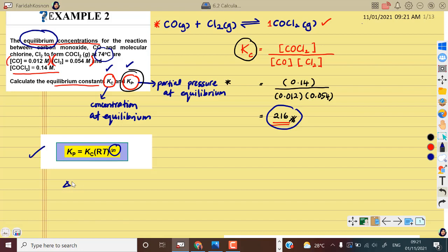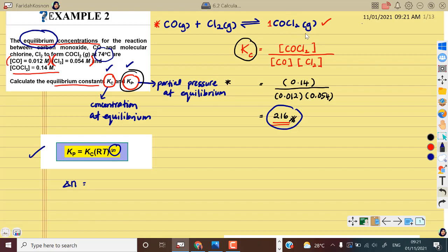Okay, delta N adalah mole of product in gaseous form ataupun gaseous state minus dengan mole of reactant in gaseous state juga. Jadi sekarang kita kena tengok equation. Kita kena kira dulu delta N. Delta N itu adalah, kita tengok pada equation. Ada berapa produk? Ada satu saja produk dalam keadaan gas. Okay, mesti dalam keadaan gas.